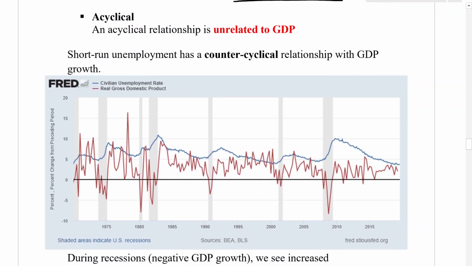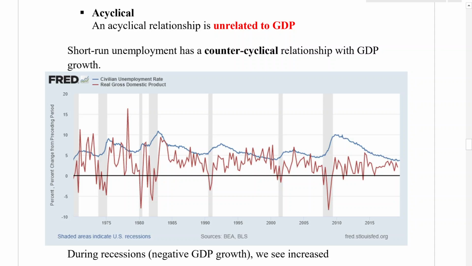If we look here, we have GDP in red and unemployment in blue. It's a little messy to see because that looks like quarterly GDP with a lot of spikes. But in general, remember, these gray bars are recessions. As you can see, during the recessions, there tends to be decreases in GDP, and at the same time, we see increased unemployment. And then vice versa during the recovery periods.